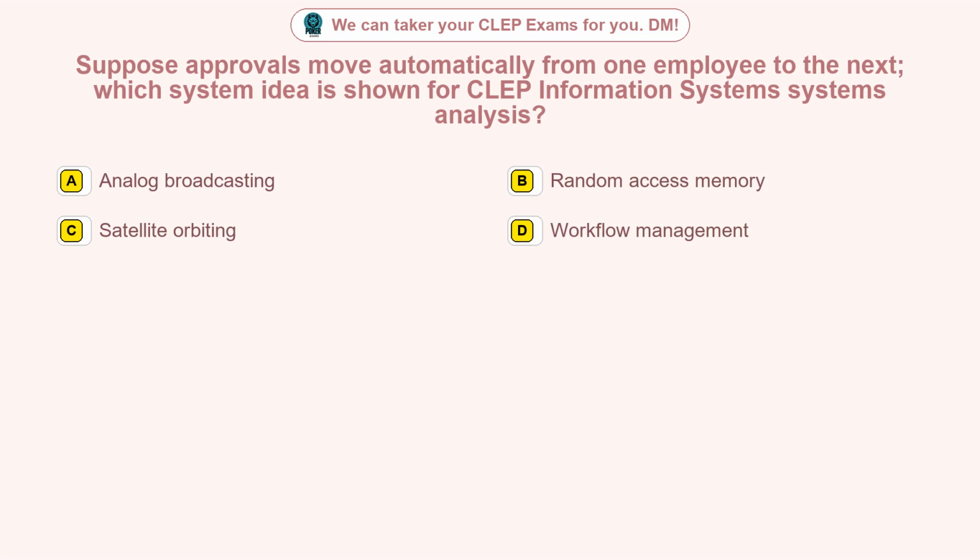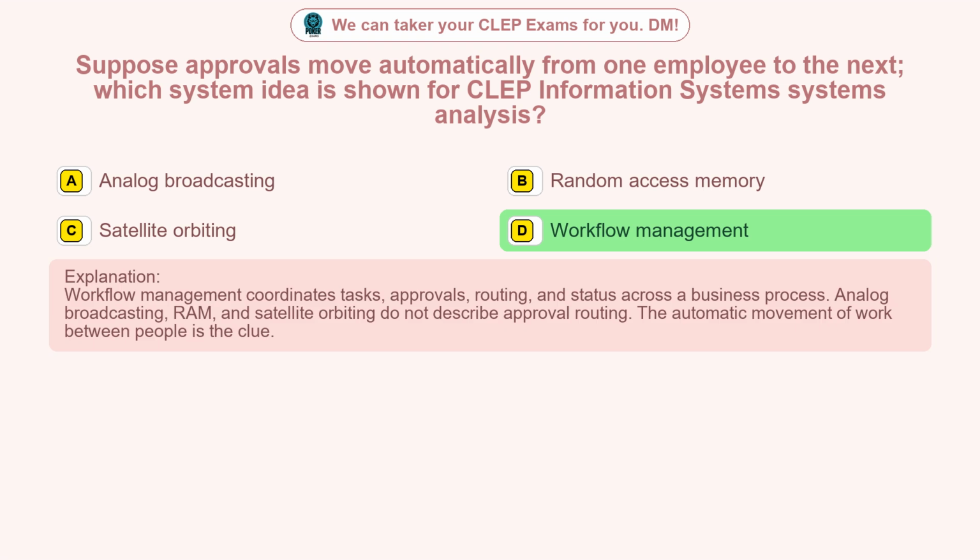Question 19. Suppose approvals move automatically from one employee to the next. Which system idea is shown for CLEP Information Systems analysis? Option A, Analog broadcasting. Option B, Random access memory. Option C, Satellite orbiting. Option D, Workflow management. The correct answer is option D. Workflow management coordinates tasks, approvals, routing, and status across a business process. Analog broadcasting, RAM, and satellite orbiting do not describe approval routing. The automatic movement of work between people is the clue.